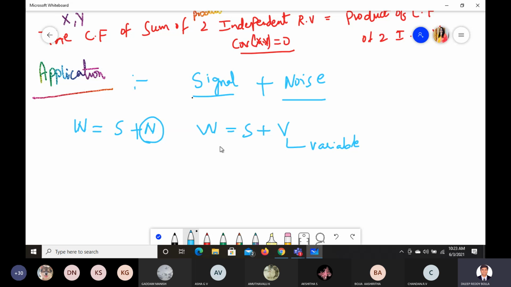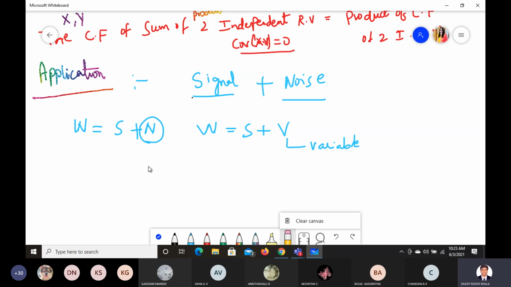So that's the application here, which means the sum of two independent random variables is adding a single random variable s to an independent random variable v. To understand it clearly, I'll make it in a different way for you.